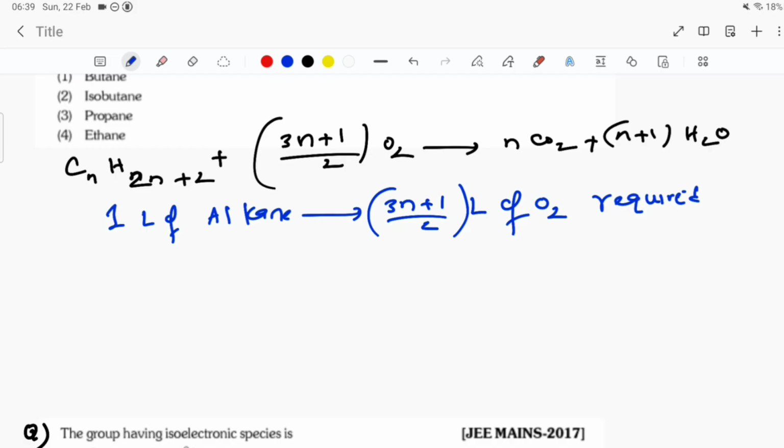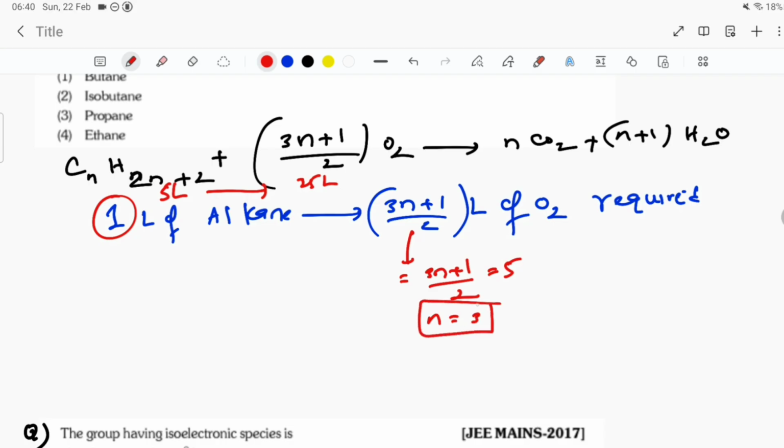So 5 liters is requiring 25 liters, or you can say 1 liter of alkane, if I take (3n+1)/2. See, 5 liters require 25, 1 liter of alkane requires (3n+1)/2. So here they mention 5 liters required 25 liters, then 1 liter required (3n+1)/2 liters. So here (3n+1)/2 required is equal to 5, where n is equal to 3. If n is equal to 3, then which should it be? It should be propane.